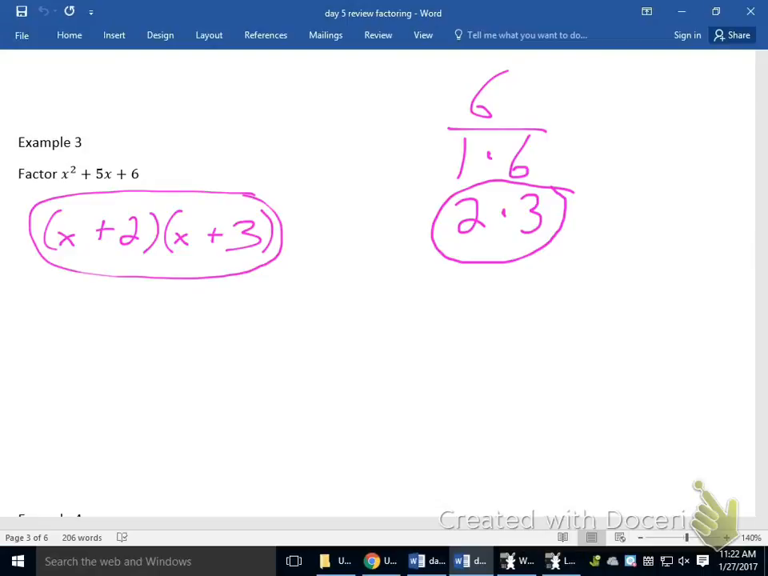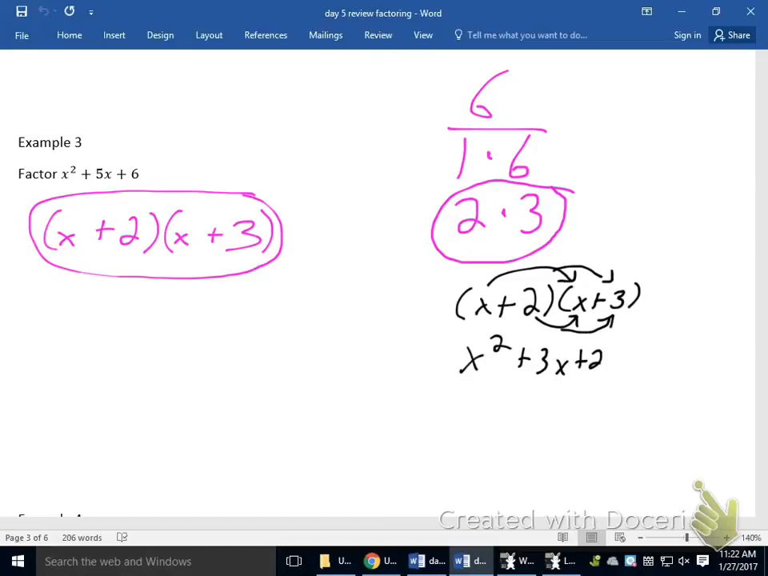Now again, what I could do is I could actually go out to the side here, take what I got as a final answer, and multiply it out. Distribute the x to both items, so x squared plus 3x. Distribute the 2 to both items, plus 2x plus 6. And yes, this is the correct answer, because it came to what my original problem was. This is my answer over here.